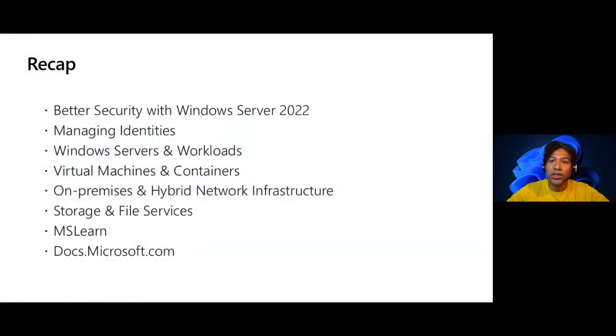Just to quickly recap. There's better security with Windows Server 2022. With managing identities, you have the option to create an on-premises Active Directory. You have the option to still utilize Azure AD Connect and have hybrid environment setups with Azure Active Directory to provision user objects and also device objects and groups, etc. with Azure, and then managing the environment for single sign-on.